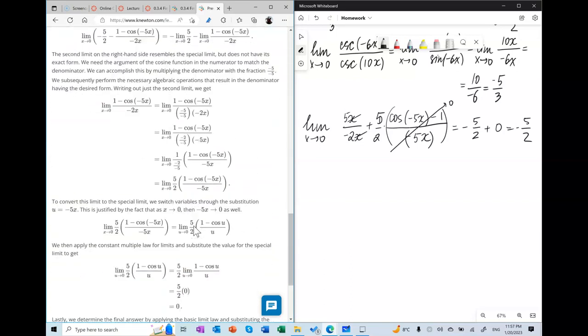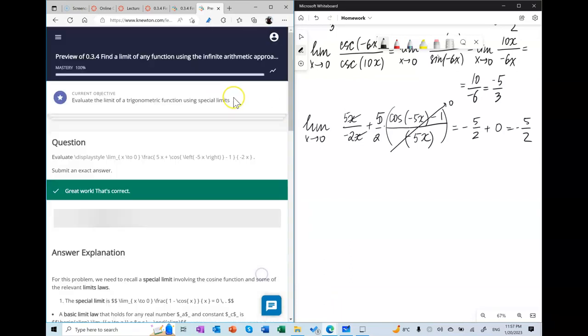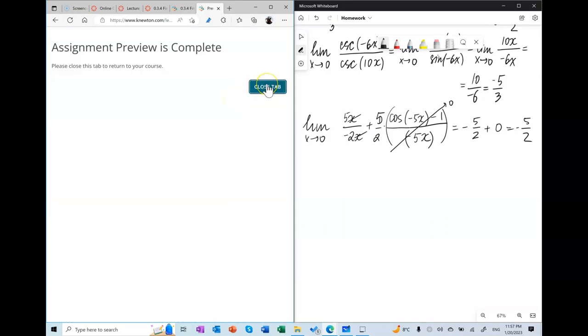And I think we're done with this homework, as we achieved 100% mastery. Again, this was not the best homework to practice the infinite arithmetic approach, but there are just too many problems covering this exact skill, so we practice what we have.